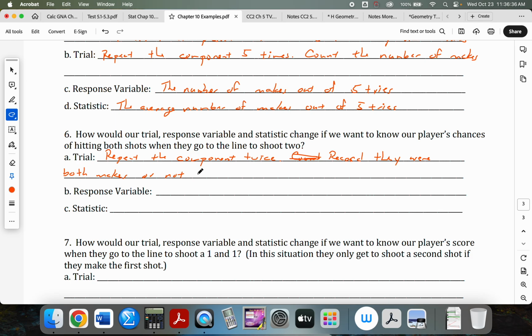So they're going to shoot 2 free throws. You're going to repeat the component, shooting the free throw, twice. And you're going to record, did they make them both or did they not? And your response variable would be, did they make them both or not? And we would record probably, on average, how many times do they make them both? All right? So that one kind of combines both, like, 4 and 5 then? Kind of.